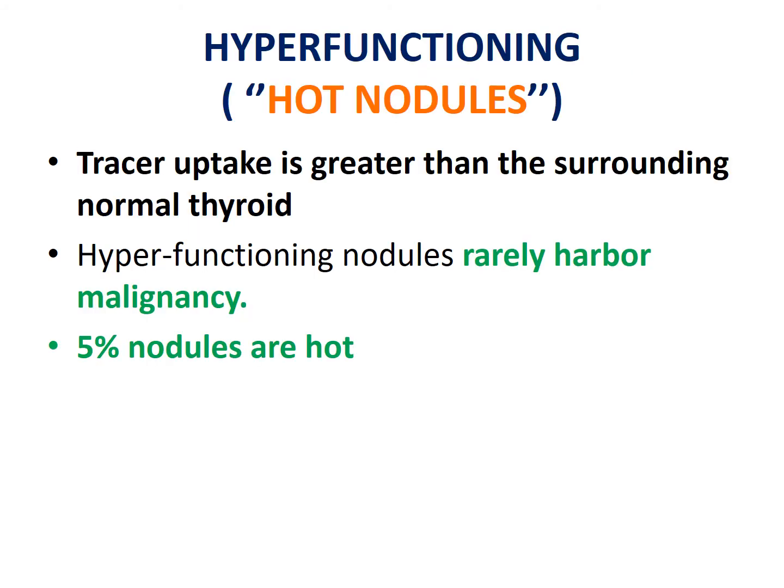A hot nodule, which is a hyperfunctioning nodule. Now, a hot nodule is the one where the tracer uptake is greater than the surrounding normal thyroid. Now, we need to know certain facts: these hot nodules, hyperfunctioning nodules, rarely harbor malignancy. And we also need to remember that 5% of the nodules would be hot nodules. So there is a 5% chance of the nodules to be hot. And among these hot nodules, there's a very little chance that they may be malignant.